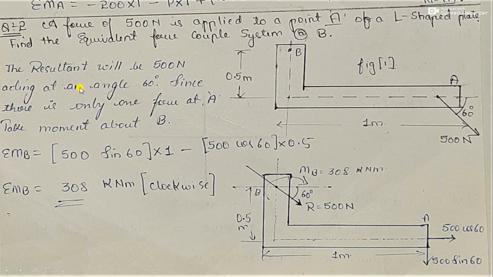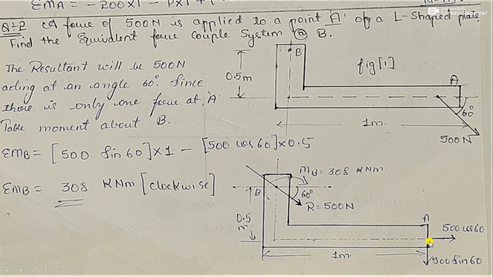Next, the resultant will be 500 Newton acting at an angle of 60 degrees. Since there is only one force at A, let's take moment about B. Since there is only one force, we need not do much about it, so you can directly go and find the moment at point B. Now what will be the effect of the resolved components at point B? That's what we are supposed to find now.